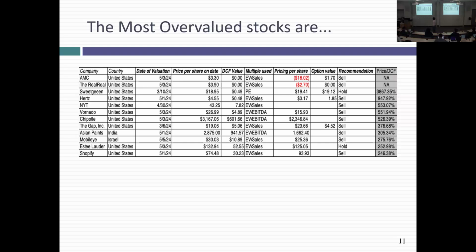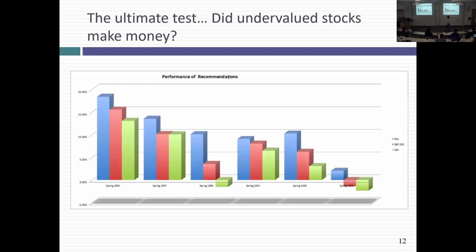You'll notice that it's not unanimous, but for almost every one of the overvalued stocks you see a sell. You have a couple of holds, one with Sweetgreen and the other with Estee Lauder, and there the DCF value gives you enough of a feeling to hold back.